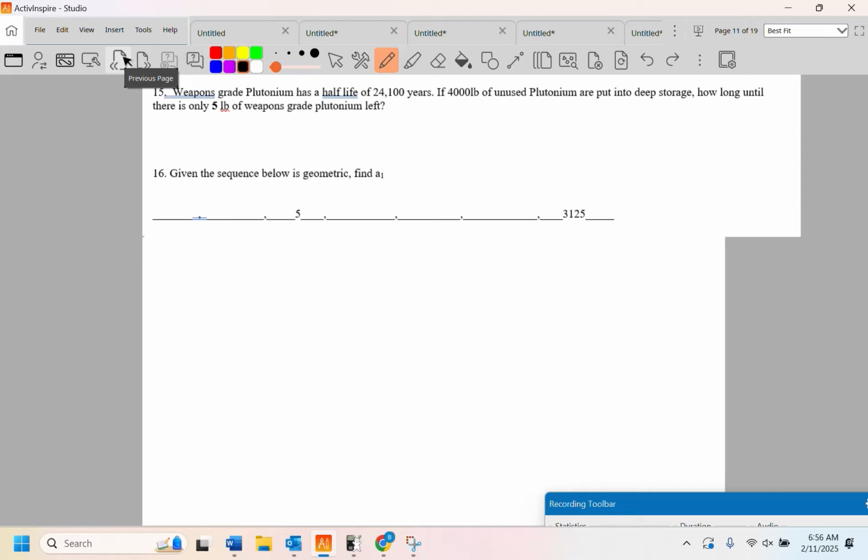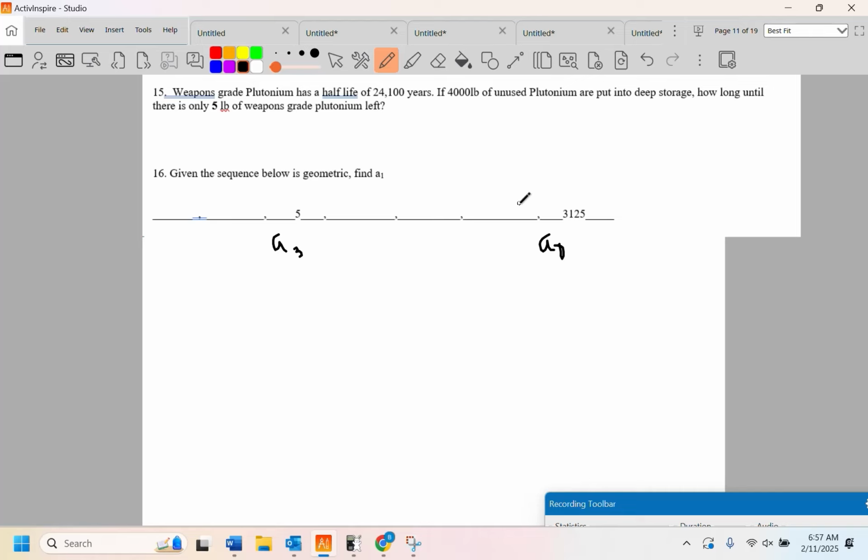Number 16, given the sequence below is geometric, which means we move from left to right through multiplication, find the first term. So this is a sub 3, 4, 5, 6, 7. This is a sub 7. You might have some luck just playing around with numbers, like what do you multiply by? Like I think the correct answer is 5, 25, 125, 625. It is.